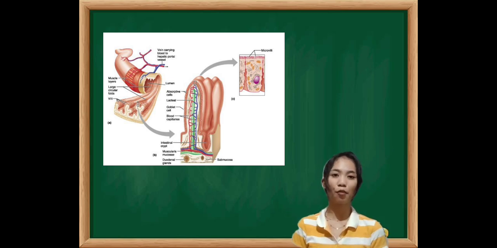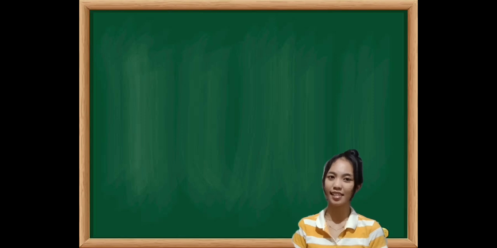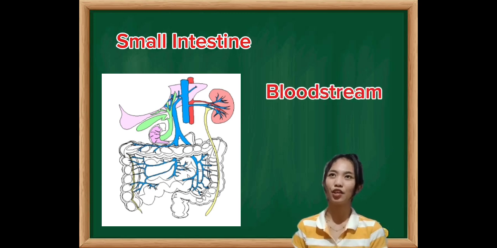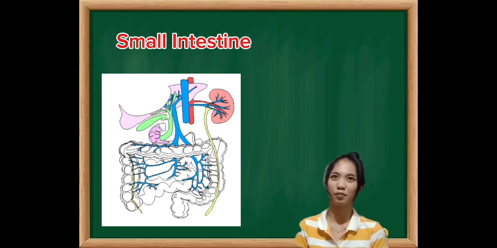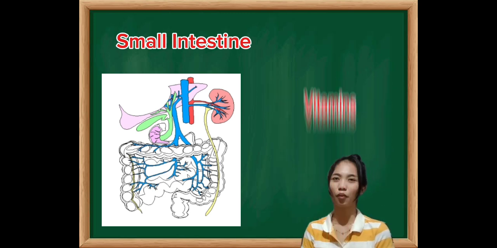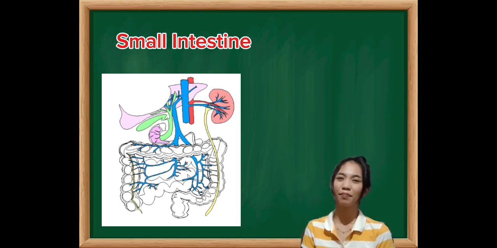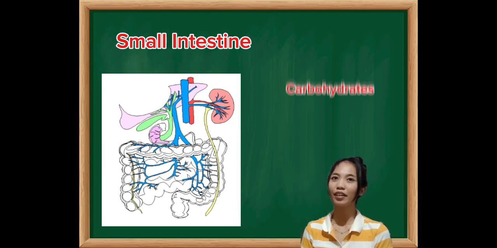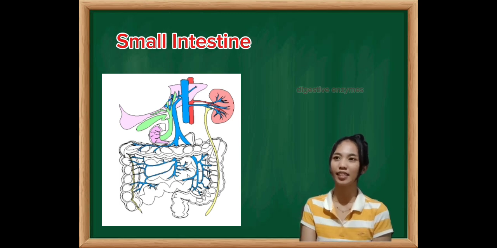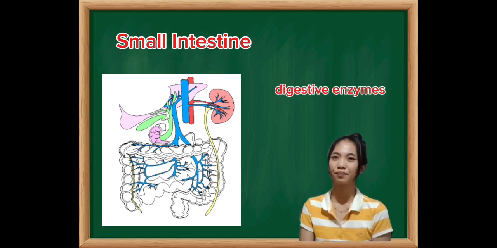Now, let's proceed to the small intestine and its function. In the small intestine, nutrients from the food pass into the bloodstream through the intestinal walls. It absorbs 80% of ingested water, vitamins, minerals, carbohydrates, proteins, and lipids. And the small intestine also secretes digestive enzymes.